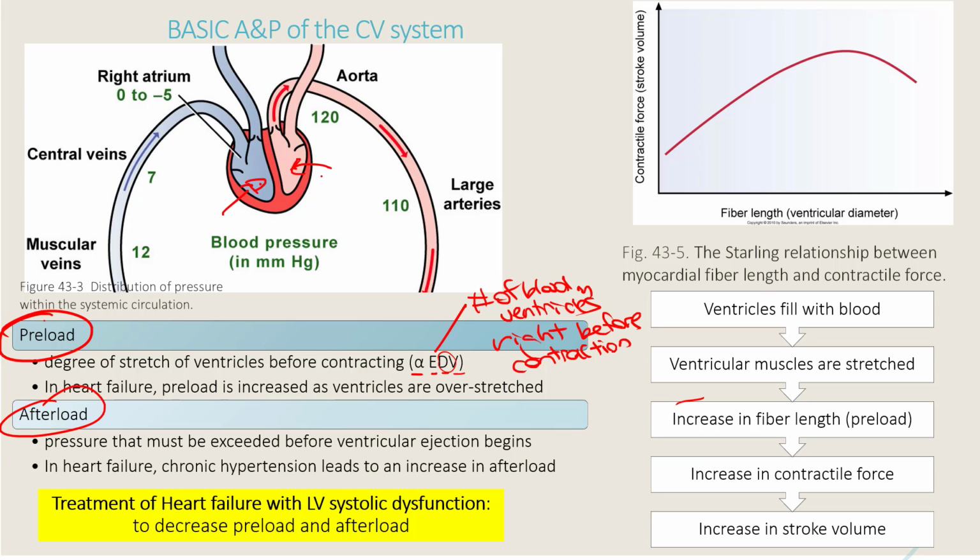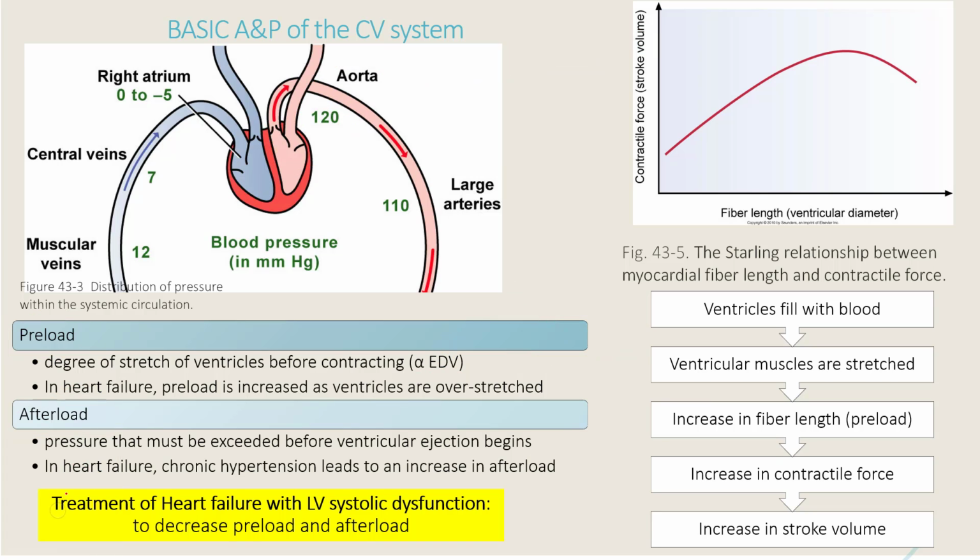Afterload is the pressure that must be exceeded before ventricular ejection begins. So afterload is directly related to aortic pressure, right? Afterload is proportional to aortic pressure. Because there's a valve here, the semilunar valve, that needs to be open before blood can actually be ejected out of the ventricles. And this valve is open only when the pressure inside of the ventricles is greater than the pressure in the aorta.